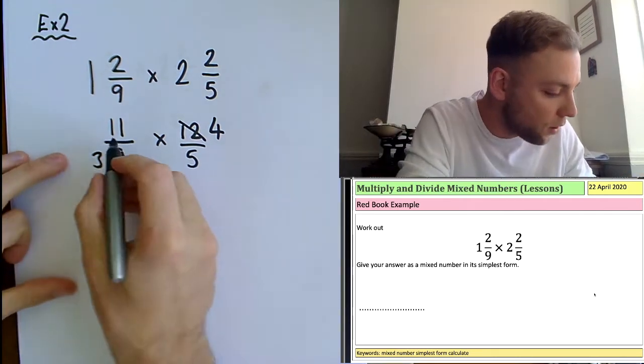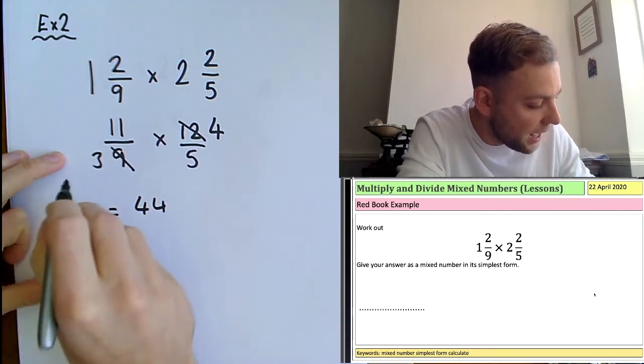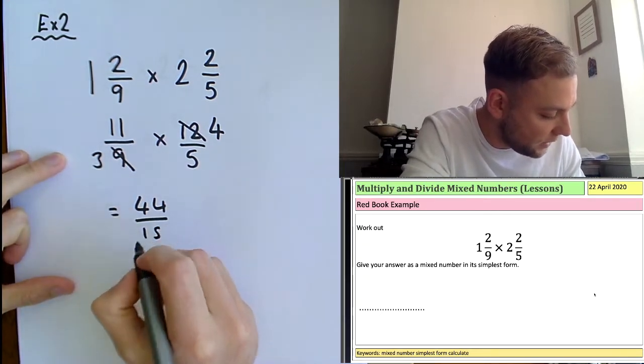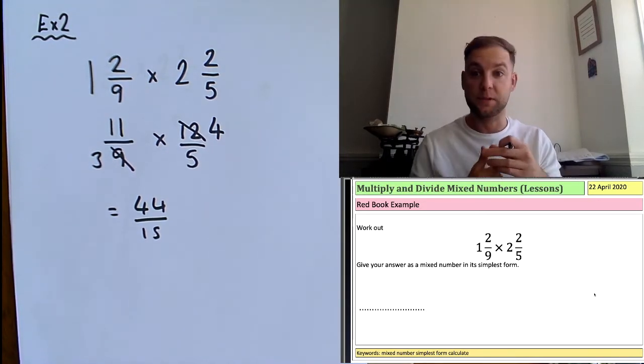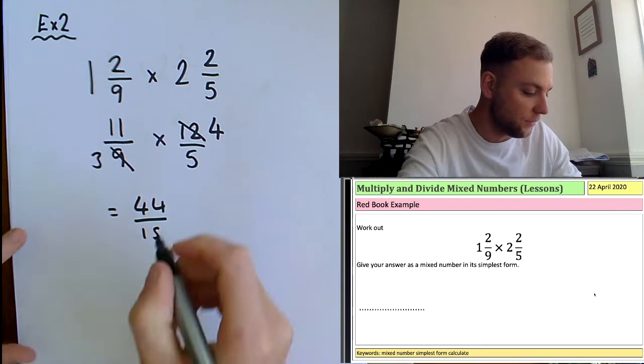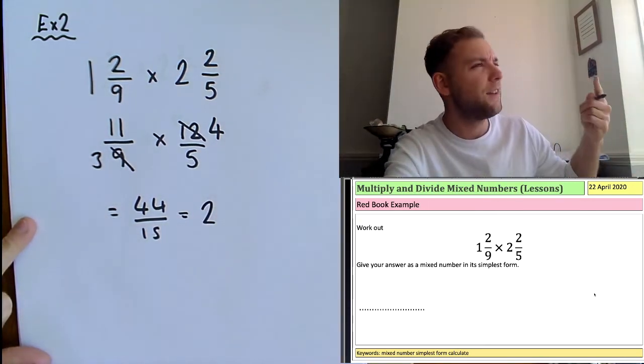So then we multiply. 11 times 4 is equal to 44, and 3 times 5 is 15. It does say to write it as a mixed number, so how many times does 15 go into 44 and what's left over? Well, 15, 30, so twice. 45 is the next one.